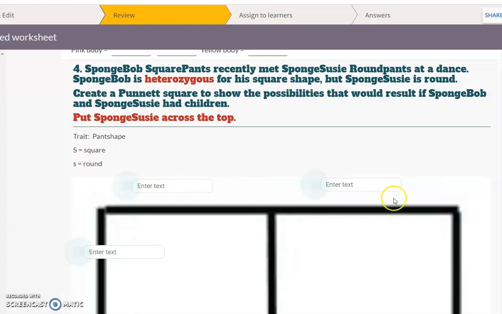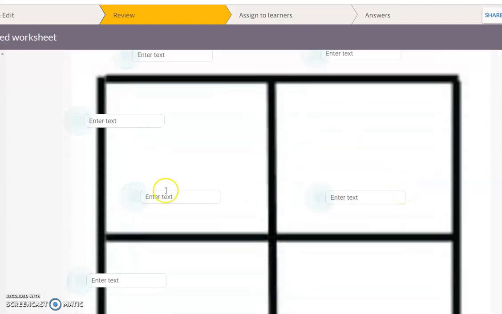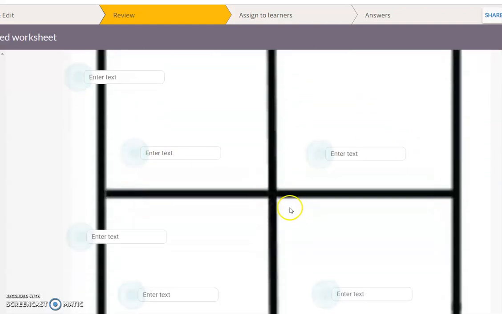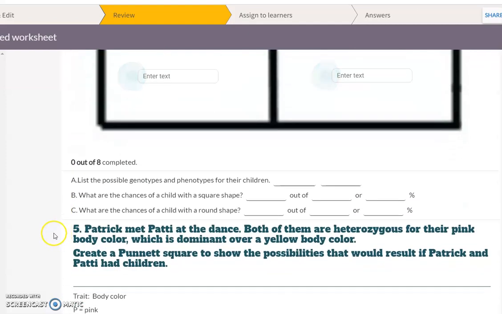So if you'll put Sponge Susie up top, and then everywhere you see these little flashes inside, that's where you're going to put the genotypes of the kids. And then A, B, and C, you're going to analyze those kids. Now for A, it says list the possible genotypes and the phenotypes for the kids. So again, you've got two blanks here, so you've got two answers. Now, in each of the blanks, you're going to have a genotype and phenotype, genotype and phenotype.